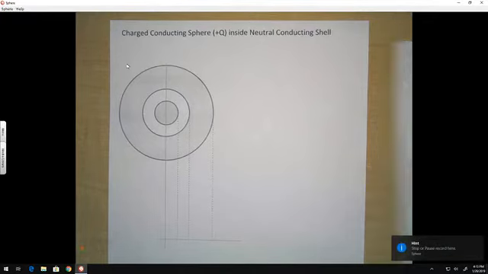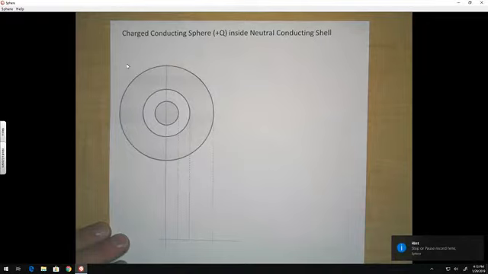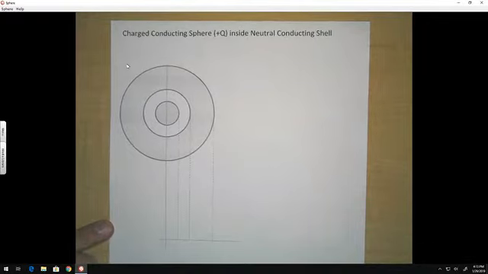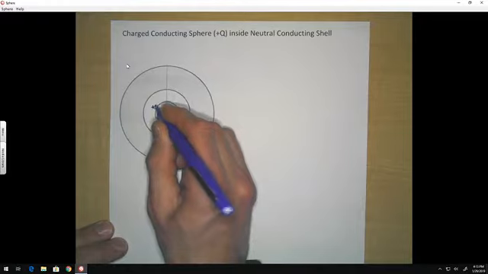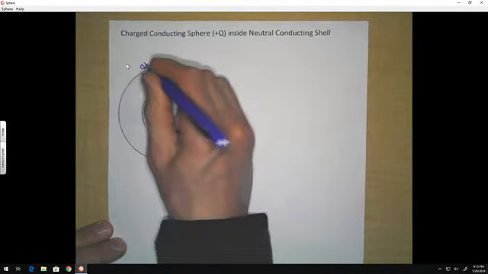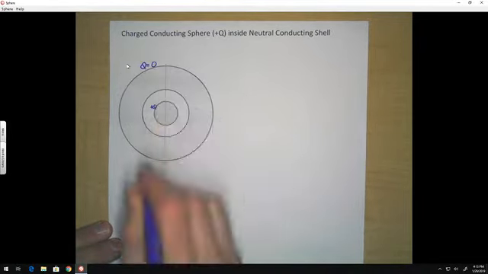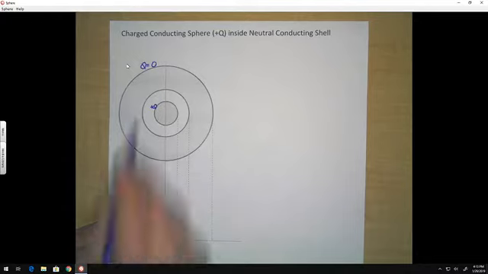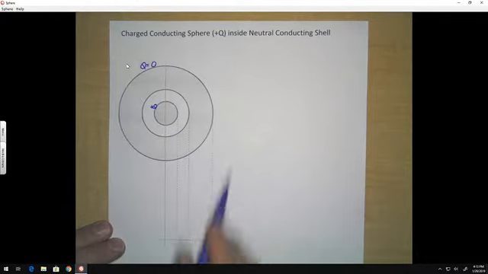In this example, we're going to pull together several other cases and put them into one. We're going to take a charged conducting sphere that has a charge of plus Q, and we're going to put it inside of a neutral conducting shell. So the shell itself has a Q equal to 0. So you've got plus Q on the inside, no net charge on the outside.